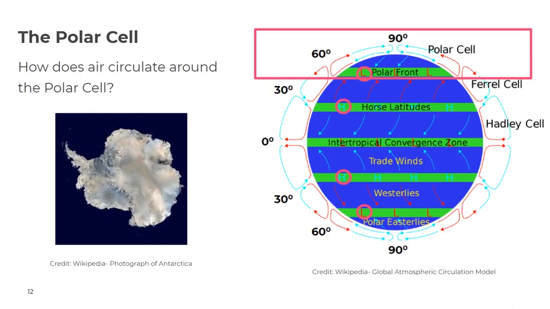So we're now going to find out what happens in the polar cells. So we want to know how air circulates around the polar cell, and you'll see on the diagram the location of the polar cell in the northern hemisphere. This is also mirrored in the southern hemisphere.